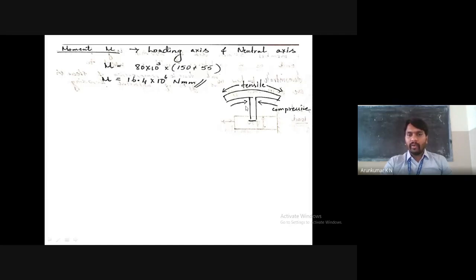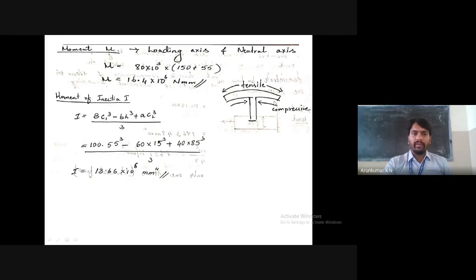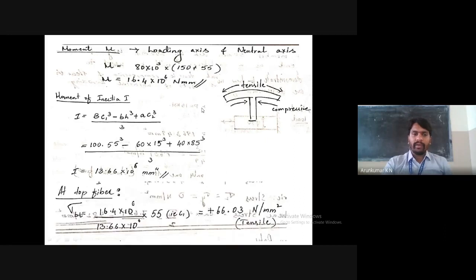That means if I take the neutral axis, the stress along that axis is zero. Above the neutral axis, the member is subjected to either tensile or compression. Below the neutral axis, it is subjected to either tensile or compression. In this problem, due to this load, the top will undergo tensile and the bottom will undergo compression. Right? The moment of inertia, you know it.